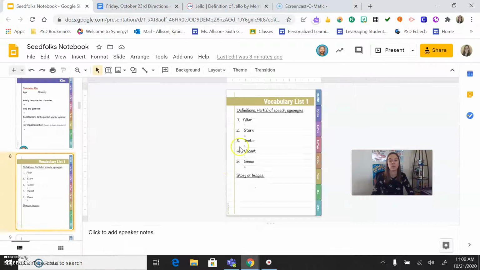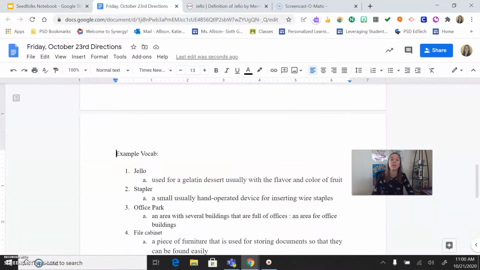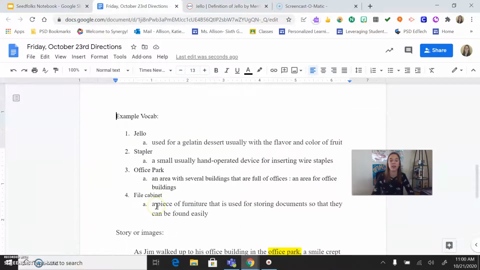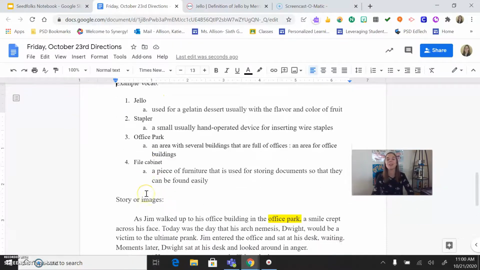And that's what your notebook is going to ask you to do right here. That's going to be the first part, okay? And then after that, once you have done that, it asks you at the bottom for either a story or image. So I'm going to show you what that looks like. Now here I have Jello, stapler, office park, and file cabinet. I wonder what this could be from, or what this could be about, right? So I made up my own story, a similar story, using these words.